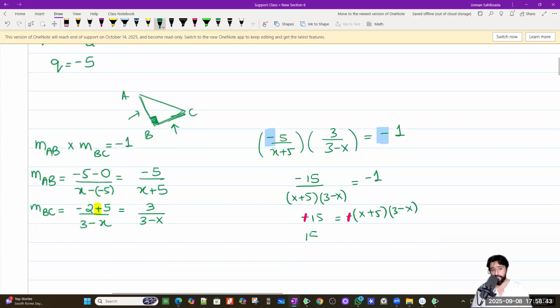So yeah, I get 15 equals, then you just use the FOIL method and simply multiply this out. Open it up. X times 3 is 3x. X times x is minus x squared. 5 times 3 is 15. 5 times minus x is minus 5x. Then you cancel the 15s out. They're the same, but on opposite sides of the equal to sign, cancel हो जाते हैं. Minus x squared minus 2x equals 0.